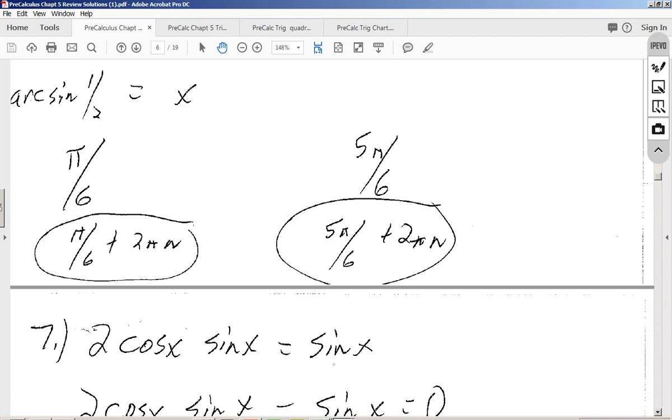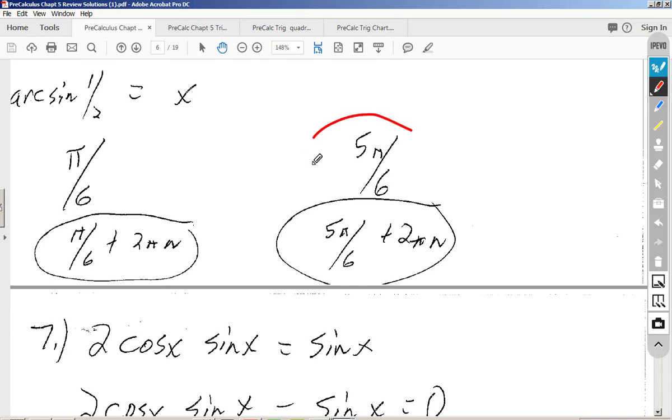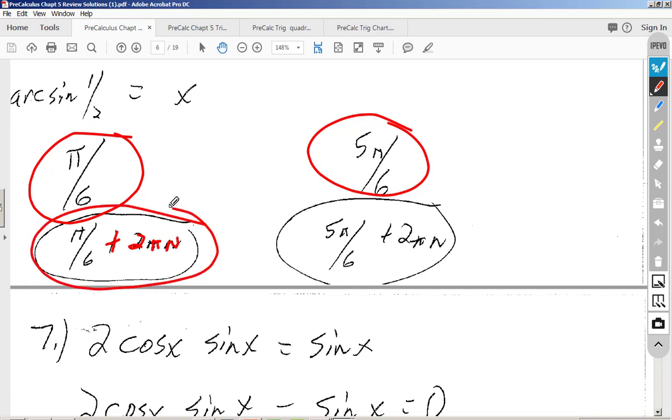So here's my second answer of 5 pi over 6. So here's my two answers. So that's one rotation. If I look at the directions, it says to solve the equation, so it wants all answers. So remember, to account for all rotations, just write the plus 2 pi n after your answer. So pi over 6 plus 2 pi n, and then 5 pi over 6 plus 2 pi n.